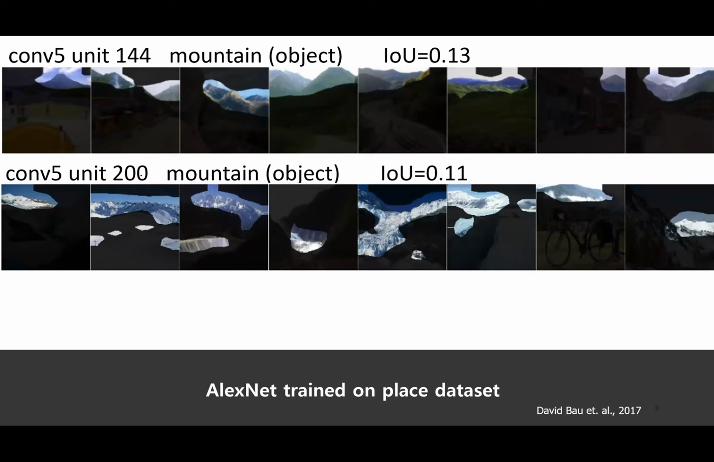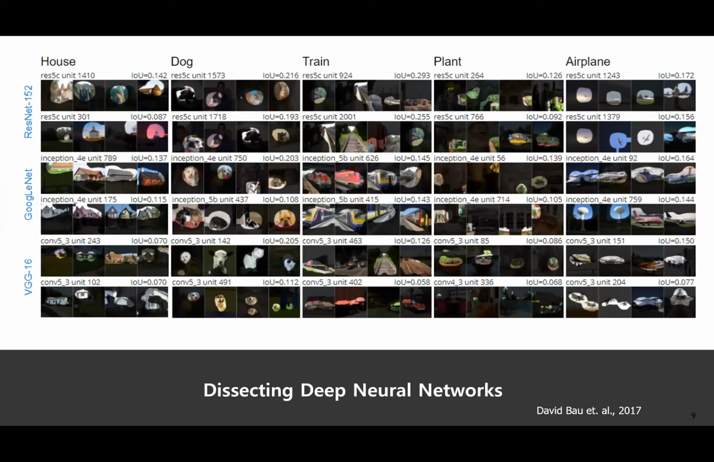And if you go to unit 104, this is a mountain, and in this case you see the mountain with a green color. And if you go to unit 200, this is also a mountain, but one with ice will be located. This can also be applied to many different units and networks, and to different units and different classes.